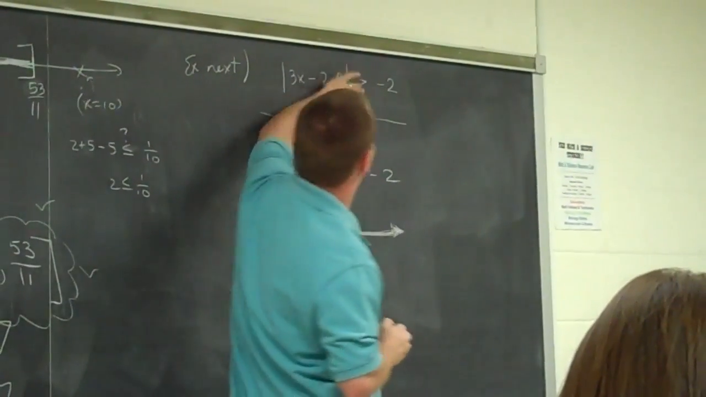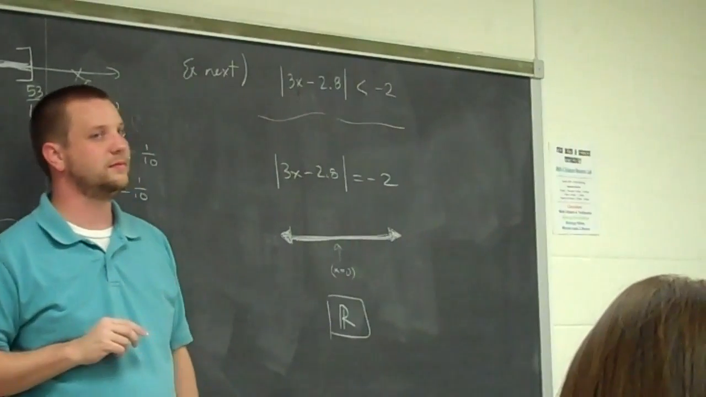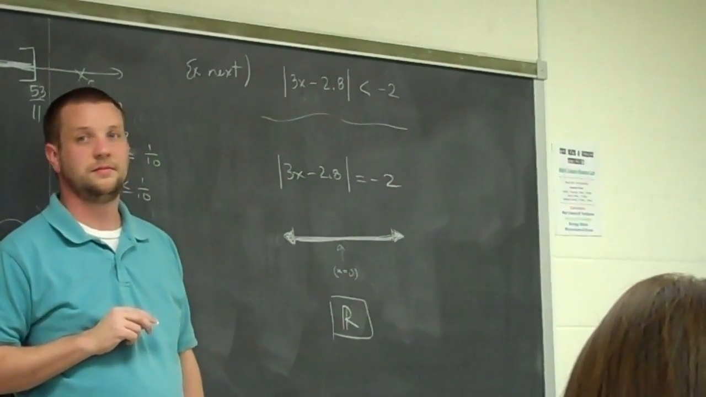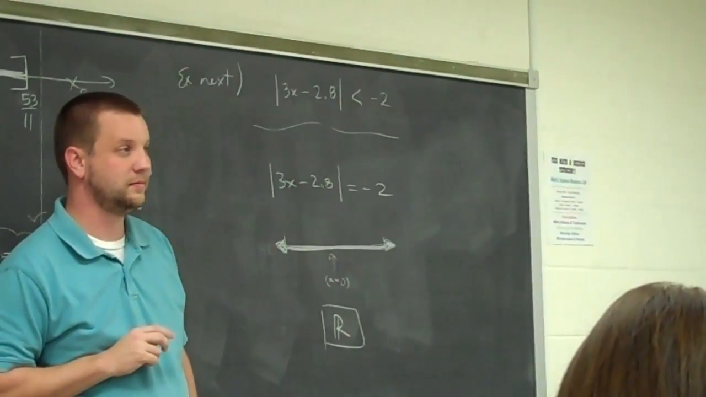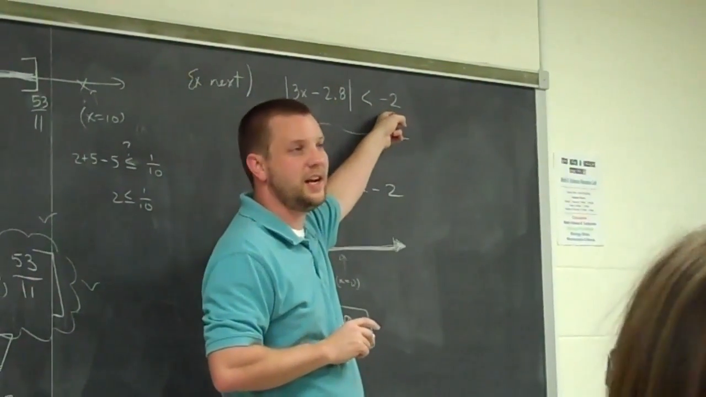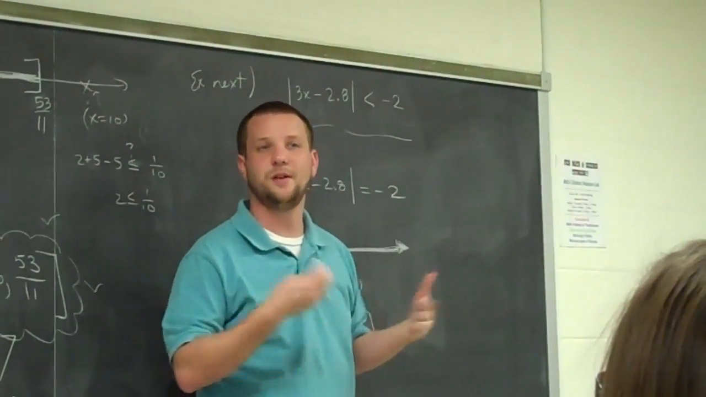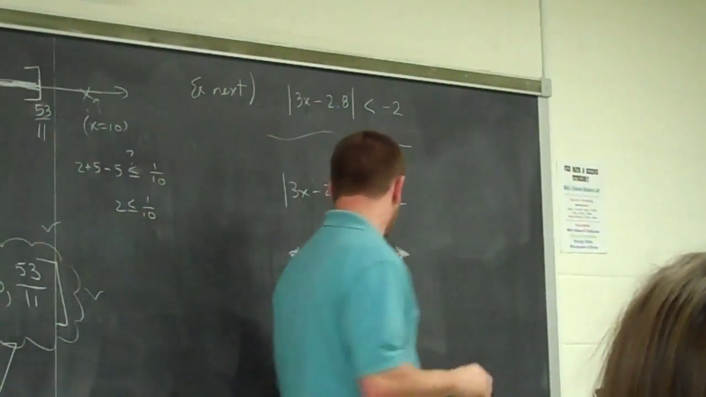What if I had made it less than? Yeah, that's going to be no solution. This is never going to be less than any negative number, right? So if I made it less than, it would have been no solution instead of all real numbers. But I didn't do that. I don't want to rewrite the whole problem.